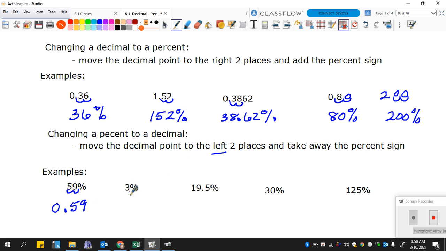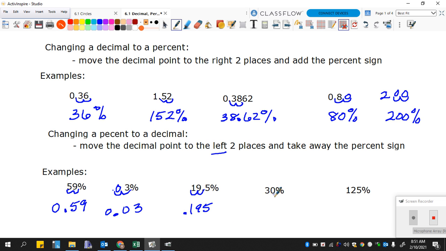All right, 3%, start after the 3, move your decimal point to the left 2 times, and once again, you have to put a place value holder there. So it would be 0.03 or 3 100ths. Okay, 19.5%, move your decimal point to the left 2 times, and it would be 0.195 or 195 thousandths.